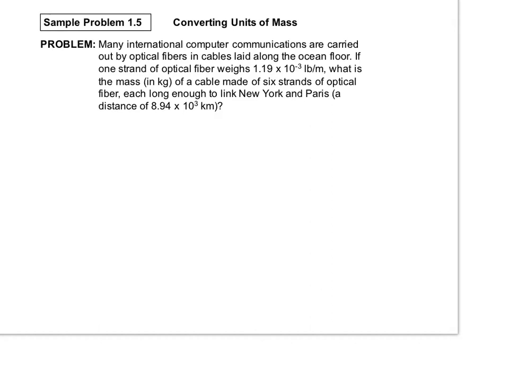It says many international computer communications are carried out by optical fibers and cables laid along the ocean floor. If one strand of optical fiber weighs 1.19 times 10 to the minus 3 pounds per meter, what is the mass in kilograms of a cable made of 6 strands of optical fiber, each long enough to link New York and Paris, a distance of 8.94 times 10 to the 3 kilometers?